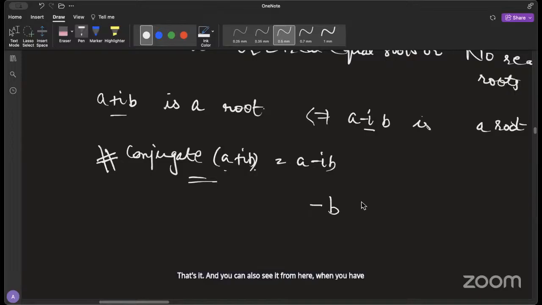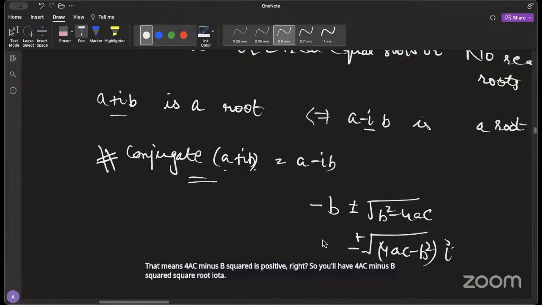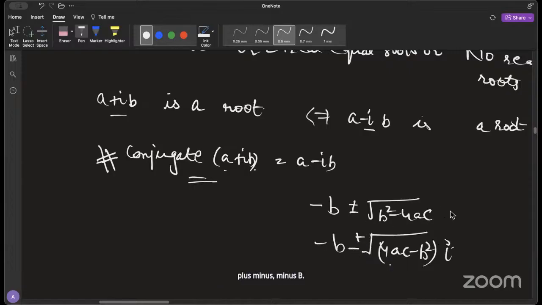And you can also see it from here. When you have minus b plus minus square root of b square minus 4ac, and let's say this is negative, then what would you have? That means 4ac minus b square is positive, right? So you'll have square root of 4ac minus b square times iota plus minus b. I forgot the divided by 2a part.